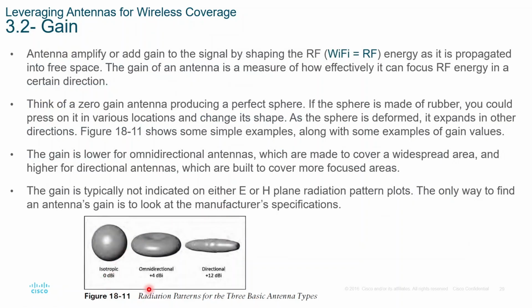Then you have different types of signal. You have the omnidirectional. When you have a stronger signal, it's going to be a donut, and when you have an even stronger signal, it will become direct, more like a beam.